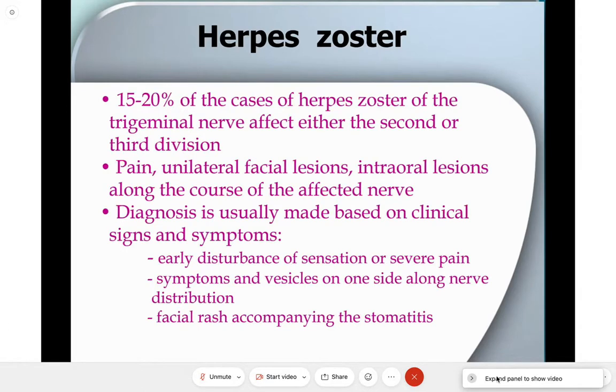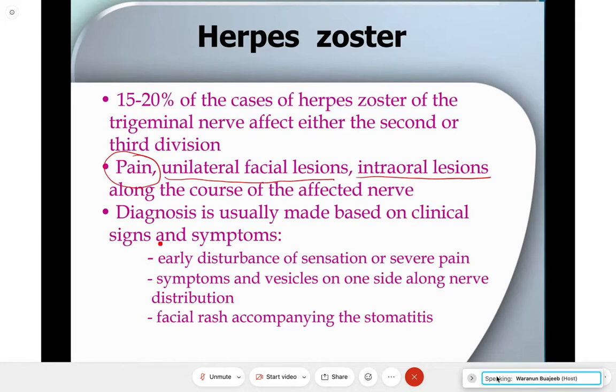And it seems that about 1/5 of herpes zoster cases affect either the second or third division of the trigeminal nerve. So what you should focus on is the unilateral facial lesion and also intraoral lesions along the affected nerve, with pain or paresthesia or tenderness as the initial symptom, and maybe 3 to 5 days later the lesions develop.